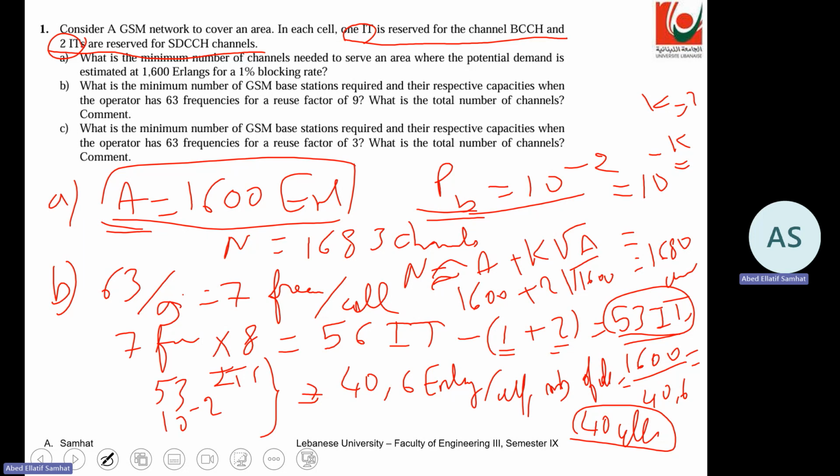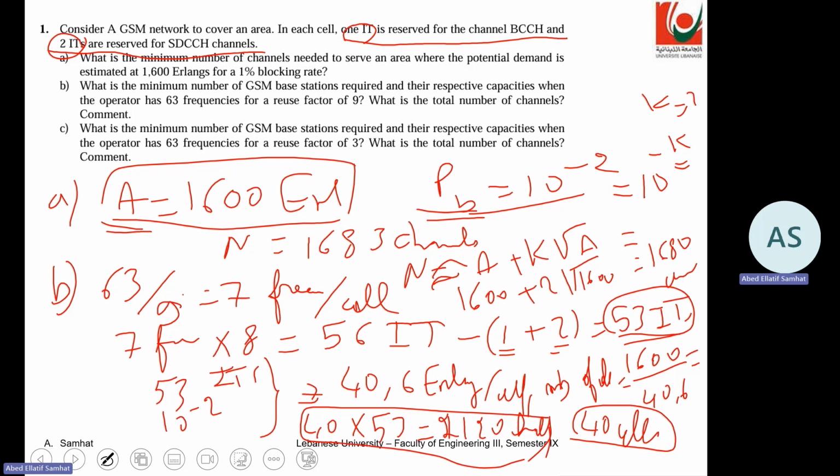This means that the total number of channels in this case will be 40 cells times 53 channels, which is 2,120 channels. Okay, so because we divided into cells, the multiplexing will be with a number of channels that are 53, and in order to support the whole traffic with the same quality of service, that's why the number of total channels will increase.